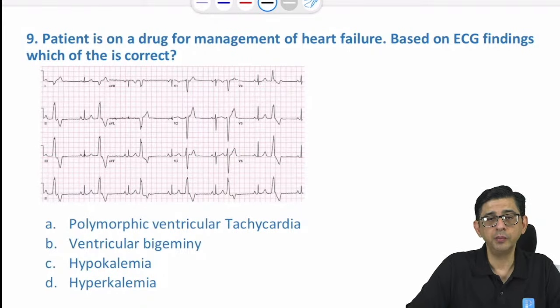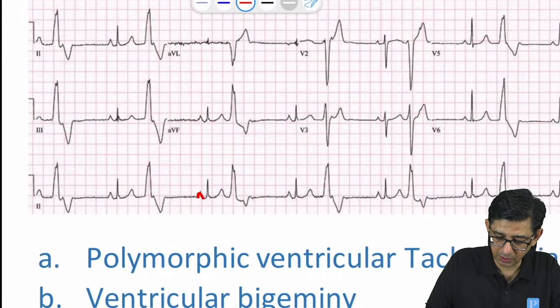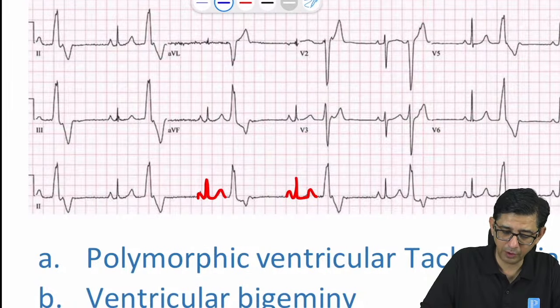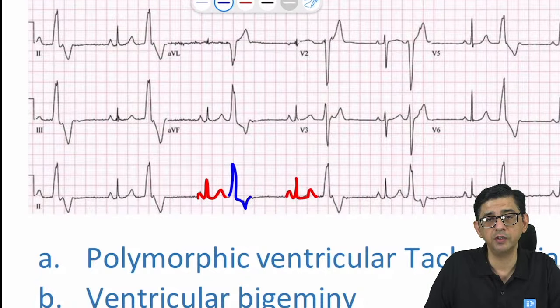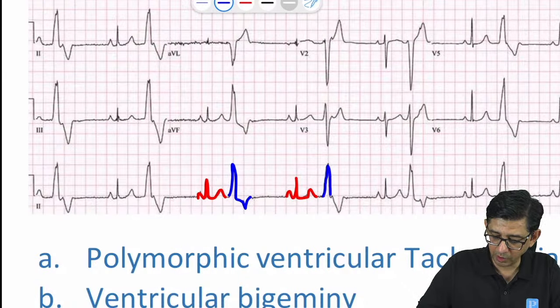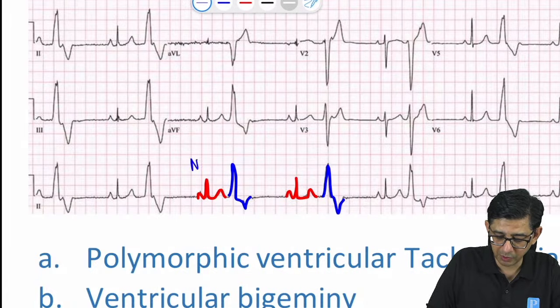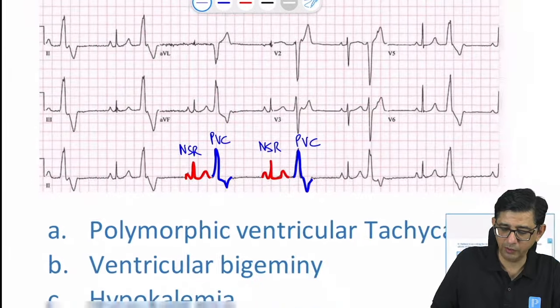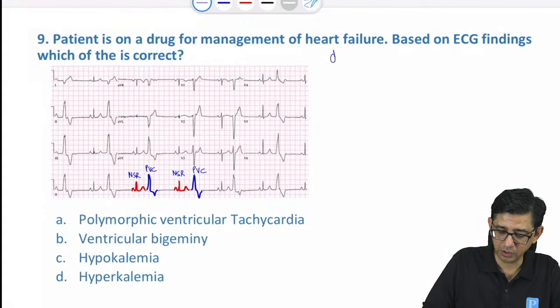You see, all you have to pick up in this particular ECG is the presence of normal sinus rhythm. This is NSR, PQRST, PQRST. This is normal sinus rhythm. And along with that, you have to pick up this broad slurred R and S wave. That's a PVC. Again, that broad R and that slurred S present. That's a PVC. So what is happening in the ECG of this patient is normal sinus rhythm, PVC, normal sinus rhythm, PVC. And that makes the diagnosis of this guy as ventricular bigeminy. The probable drug that this patient may be on is digoxin.